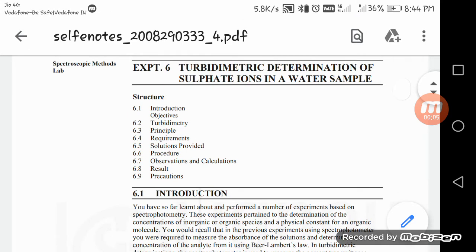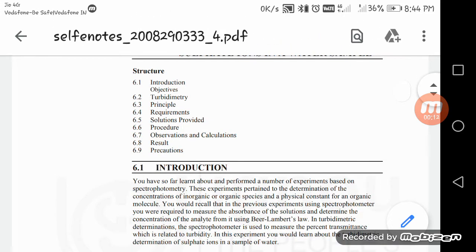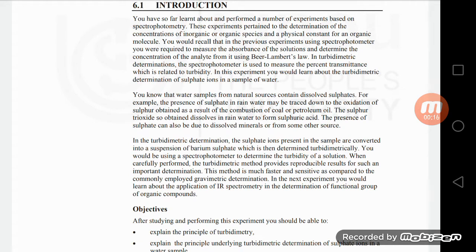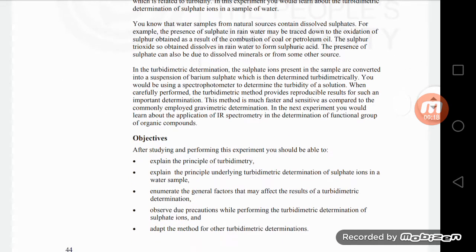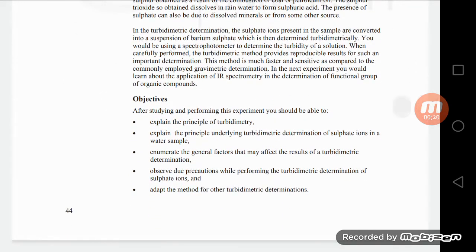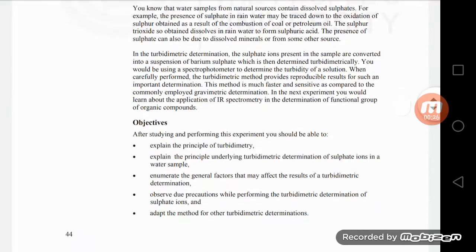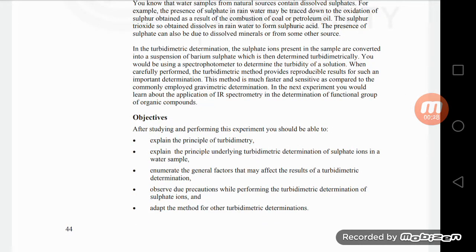In today's experiment, we will study the turbidimetric determination of sulfate ion in a water sample. In the turbidimetric determination, the sulfate ions present in the sample are converted into a suspension of barium sulfate, which is then determined turbidimetrically.